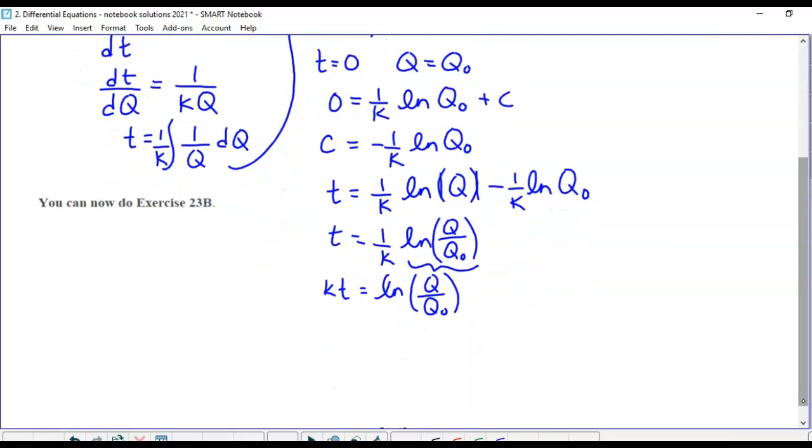And so now that means that Q over Q naught is e, the base of the log, to the kt. And then if we solve for Q, we get Q naught e to the kt, which is what we were trying to show.